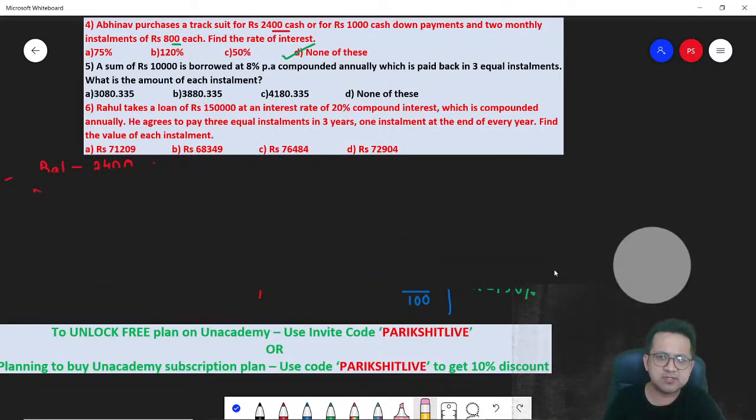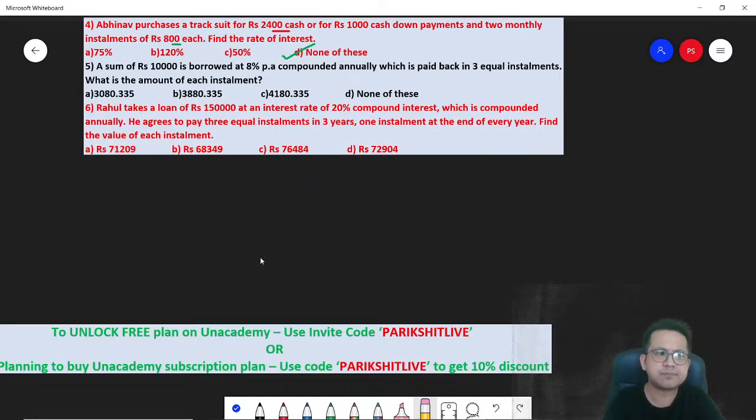Number 5 on your screen. A sum of rupees 10,000 is borrowed at 8% per annum compounded annually, which is paid back in 3 equal installments. Find the amount of each installment. This time it is compounded annually. Okay, remember annual compounding. Fine.